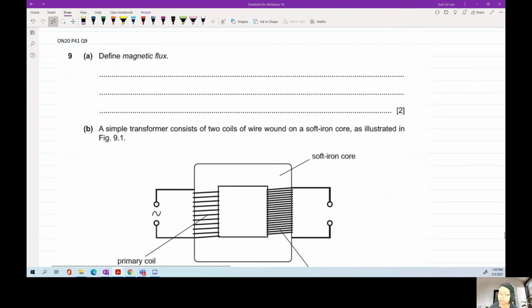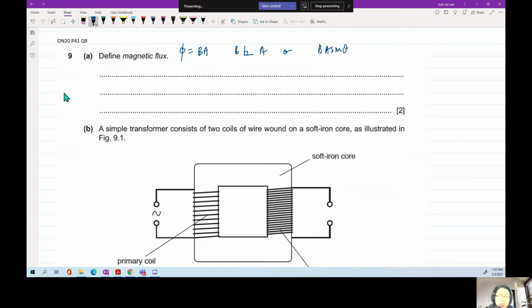ON20 paper 41 question 9. This is a transformer question. First you're asked to define the magnetic flux. So magnetic flux is equal to BA, but you need to mention that it is normal. Or I guess you could say BA sin theta. So I'm going to just say that this is the product of a magnetic flux density and the area, where the flux density is normal to the area.